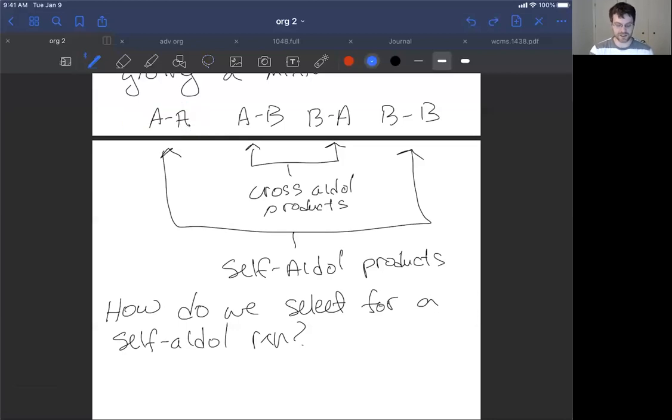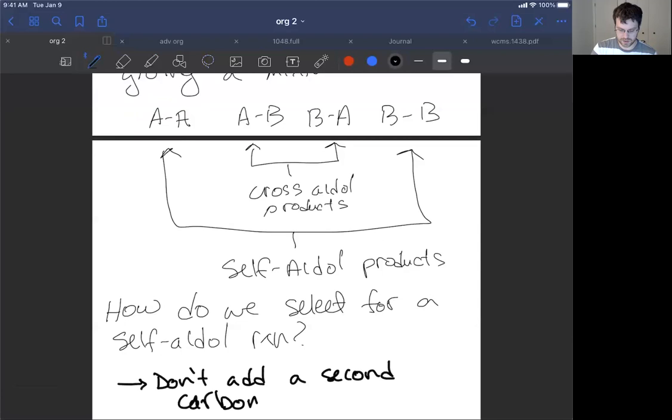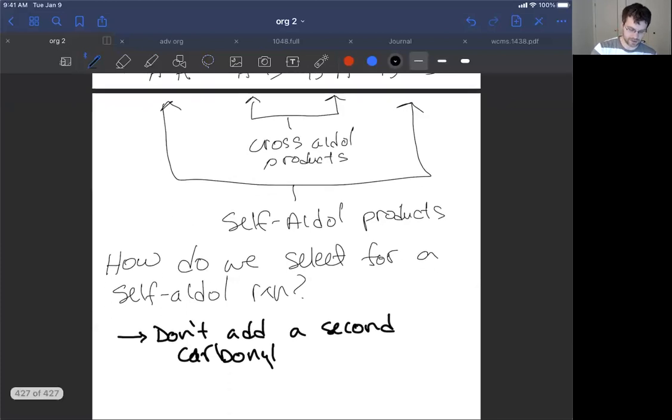And same thing for BB. You just don't add any A. So here, it's don't add a second carbonyl. It doesn't matter that this works for both of them, A and B. Just don't add the opposite one. Don't add a second carbonyl. Okay, so we dealt with that. We got that one knocked out.